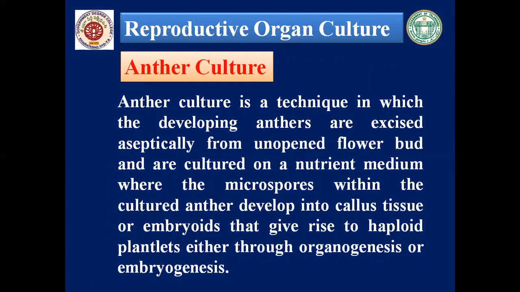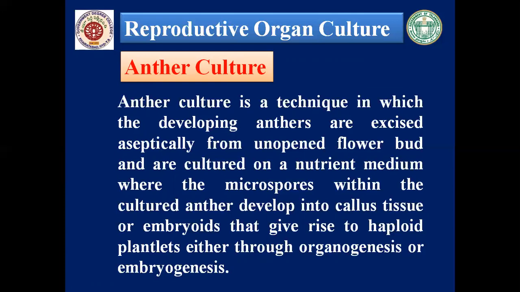The anthers are excised aseptically from an unopened flower bud and are cultured on a nutrient medium, where the microspores within the cultured anther develop into callus tissue or embryoids that give rise to haploid plantlets, either through organogenesis or embryogenesis. So we select a plant, and from the selected plant we take the unopened flower bud, remove the petals, and take the developing anthers. Those developing anthers form the explants. That's why this technique is known as the anther culture technique.